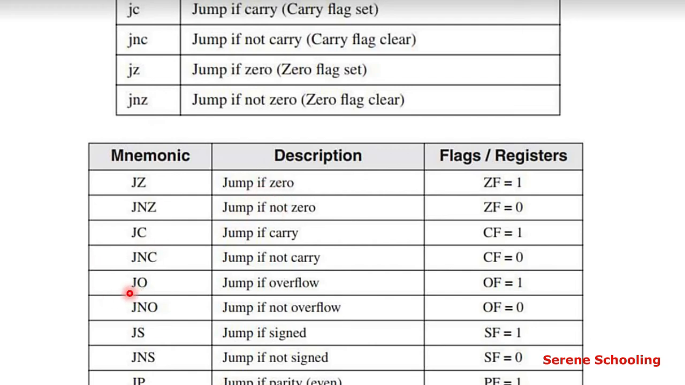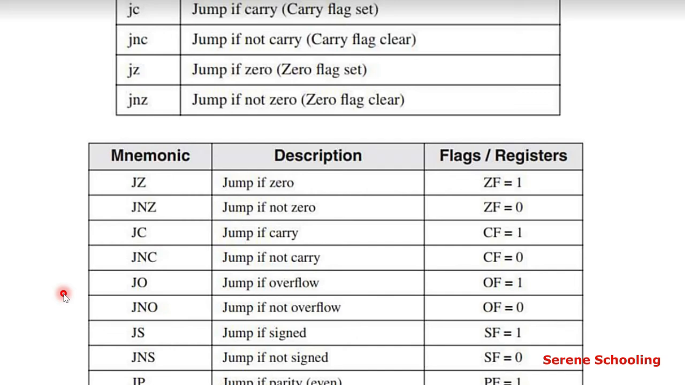Carry. JO means jump if overflow flag has occurred. Jump if overflow flag is not activated. JS means for sign flag. When sign flag is not activated, then JNS like this. Jump if parity, we have discussed all of these flags already. If you know about that, then this is not a difficult task. And for this, you can say the conditional structure.